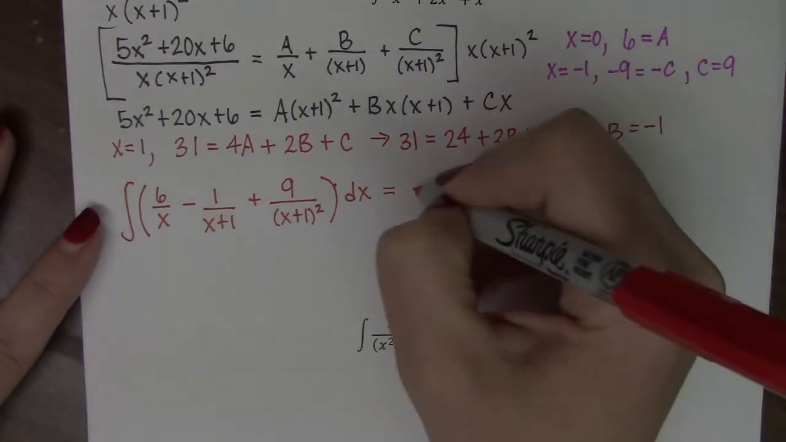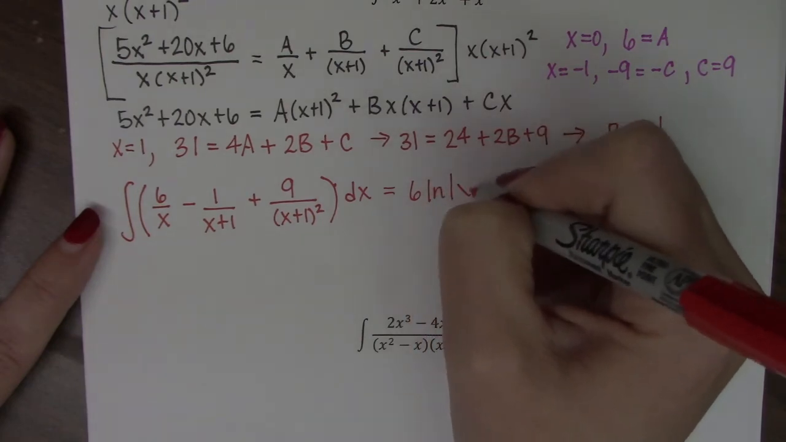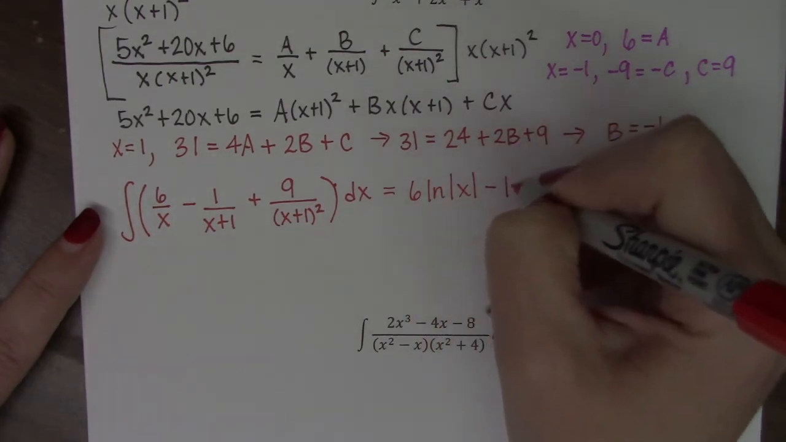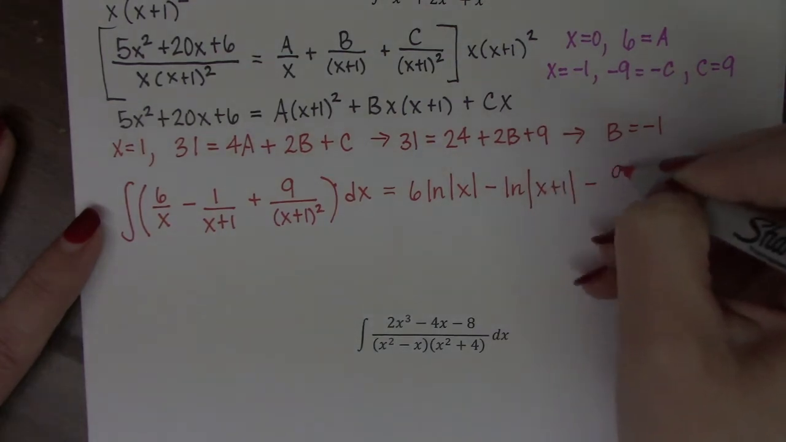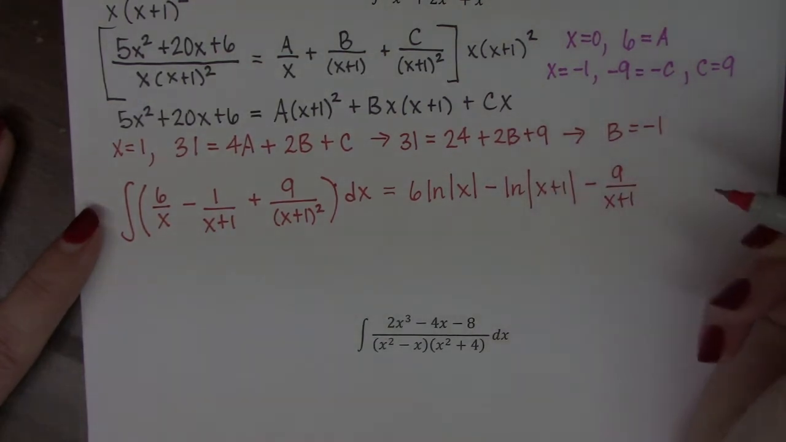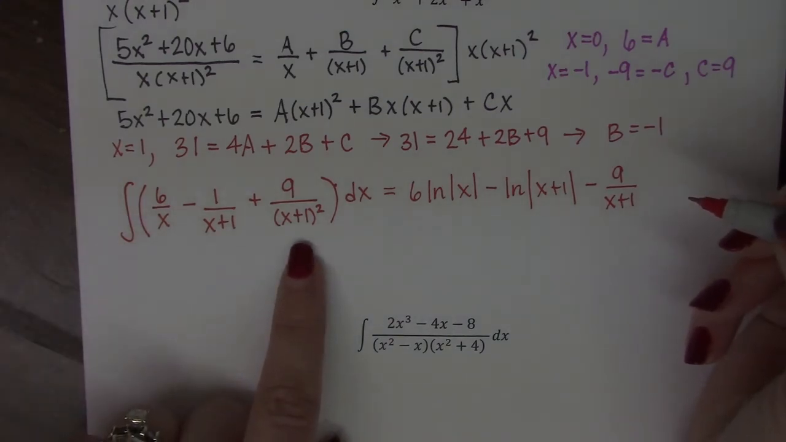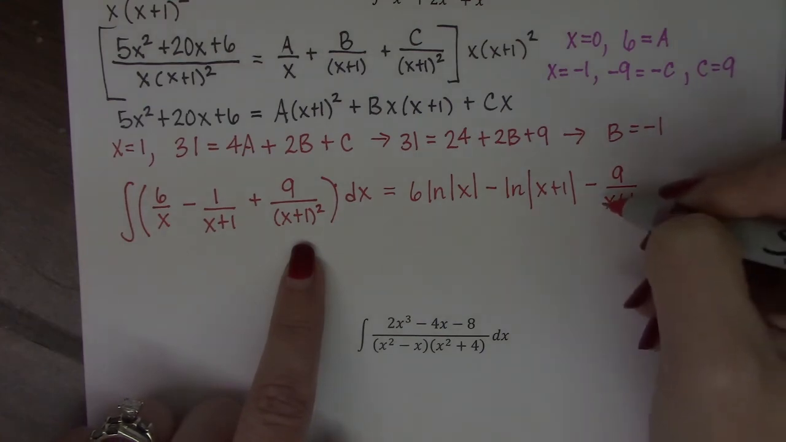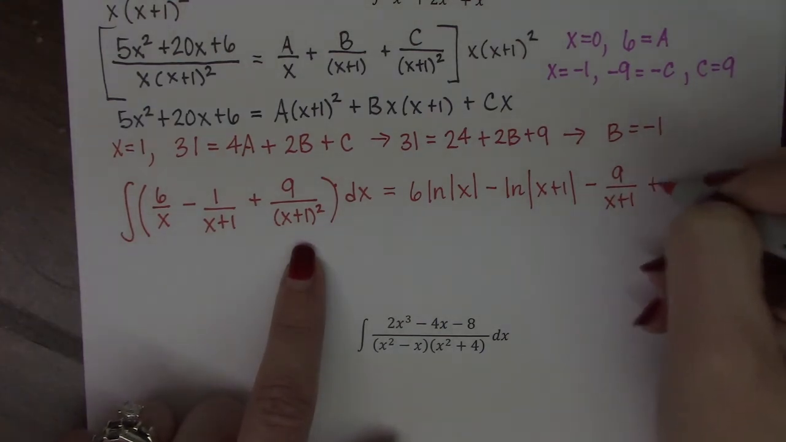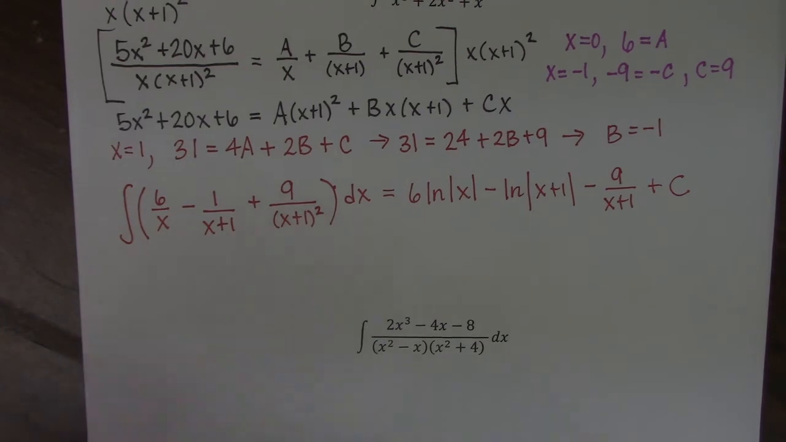So when we do this, we get 6 times the natural log of x minus the natural log of (x + 1) minus 9 over (x + 1). And that's because u to the negative 2 becomes u to the negative 1, which puts it back in the denominator, divided by negative 1, which made this a minus sign, and then we have plus c. So for these linear terms, a lot of times you're just going to end up getting lots of natural logs because the idea is to have 1 over u, 1 over u, 1 over u.